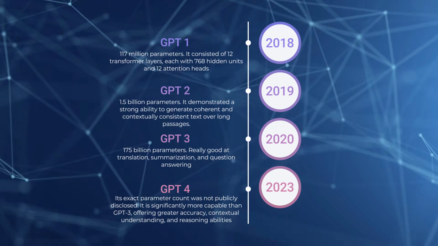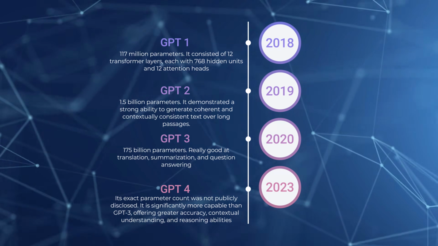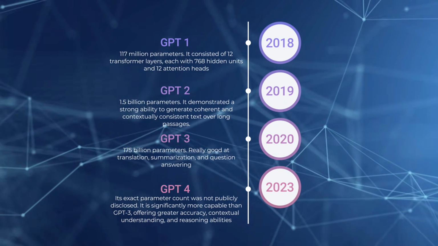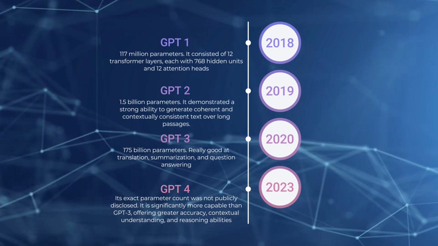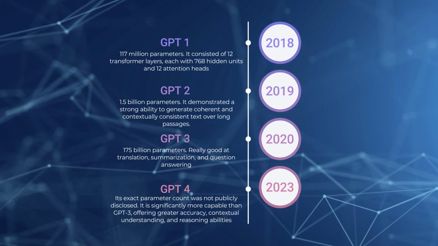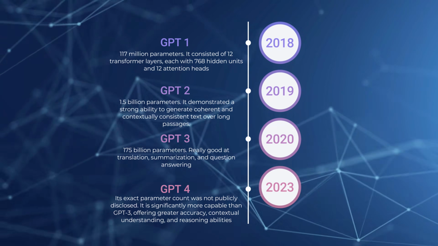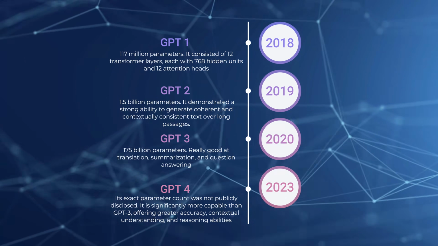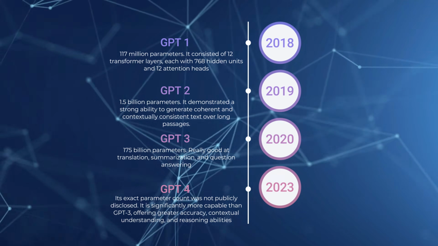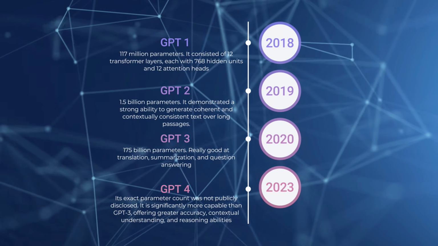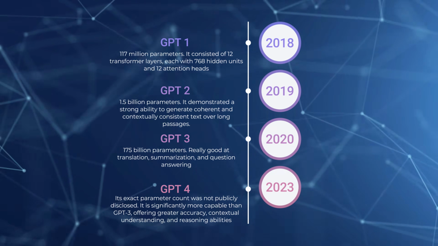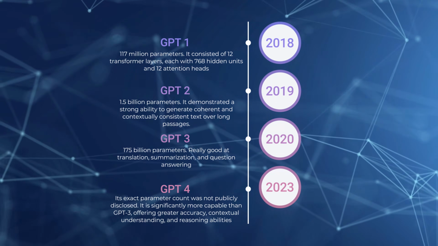In 2020, with 175 billion parameters, GPT-3 became one of the most powerful language models ever created at the time. It could perform a wide variety of language tasks, such as translation, summarization, and question answering, without requiring task-specific training. GPT-4 in 2023 continued the trend of rapid advancement, although its exact parameter count was not publicly disclosed. It is significantly more capable than GPT-3, offering greater accuracy, contextual understanding, and reasoning abilities.